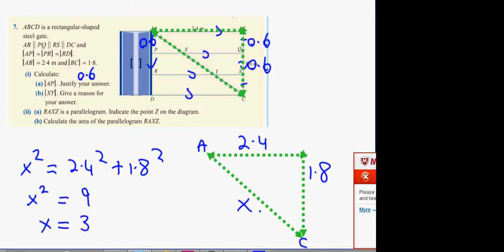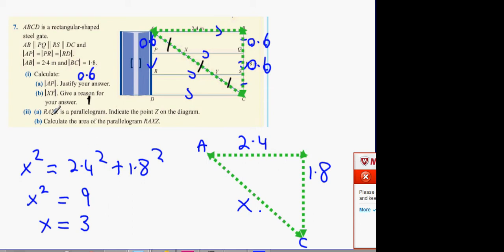Now guys, see A to X. The line AC is broken up into 3 equal parts. This means A to X to Y has to be worth 1, because it's a third of 3.